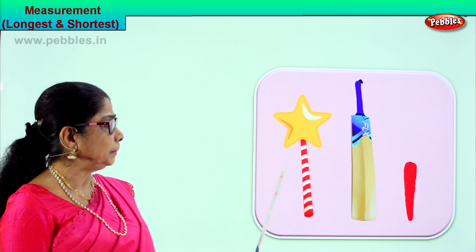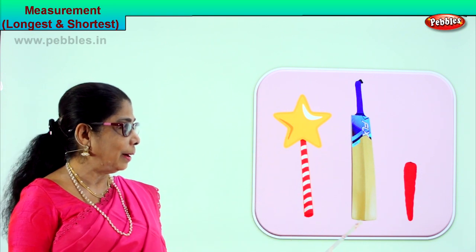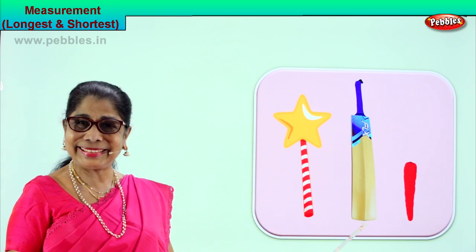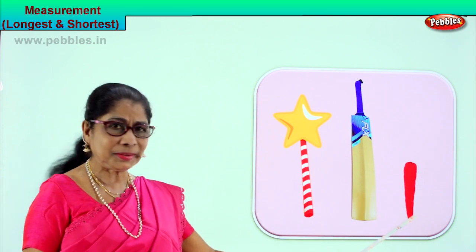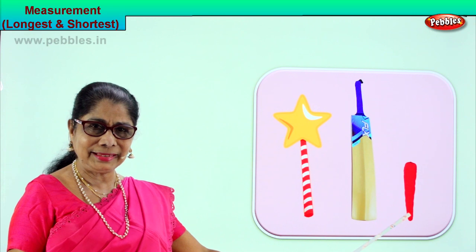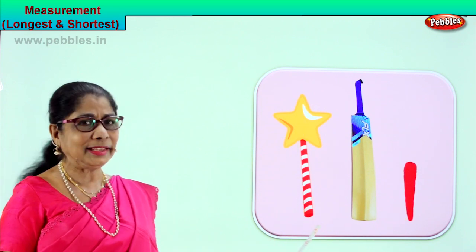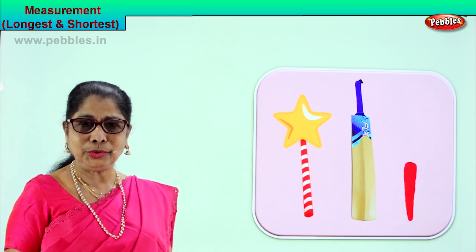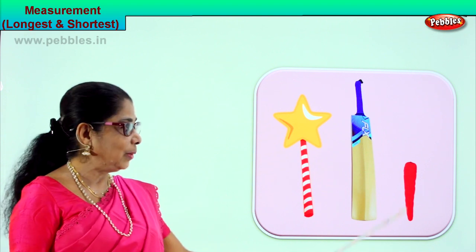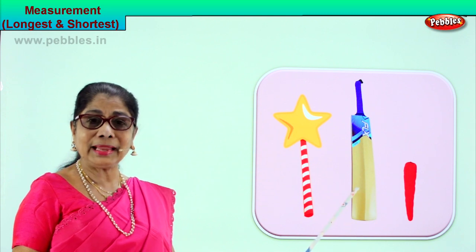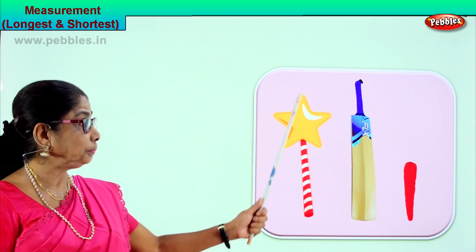Look what you have here. What do you have right in the middle? You have a bat. Cricket bat. Here you have a carrot. Love to eat carrot. And here you have a magic wand. You like to use the magic wand? Dress up like a fairy? Good. Now we have a carrot, a cricket bat and a magic wand.